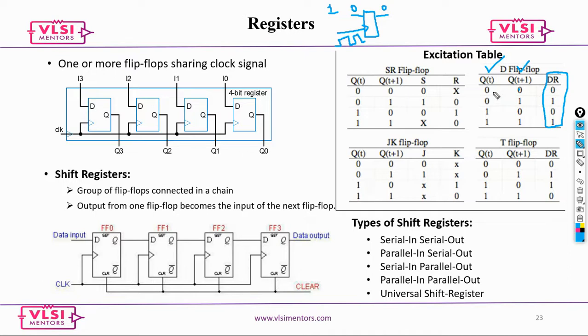Now ideally speaking, for 0 to 0 you don't need to worry, it's 0. Now 0 to 1: since it is a D flop, you have to give 1 as an input because it is a transparent flop. Now 1 to 0, you have to give 0 as an input, and 1 to 1, you need to give 1 as an input. So the D input is supposed to be the same as your next state output.